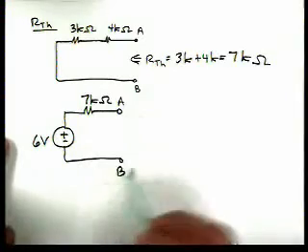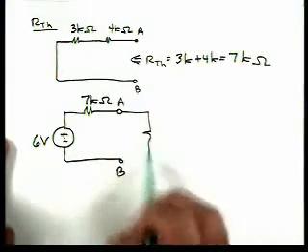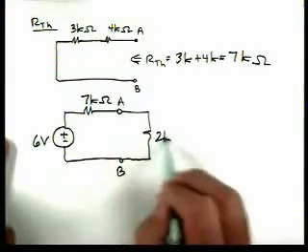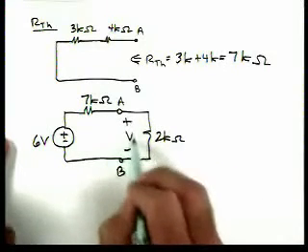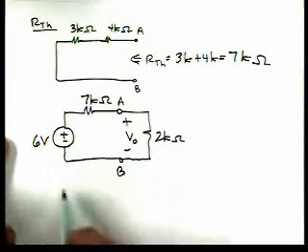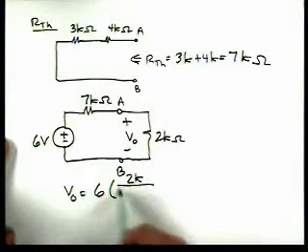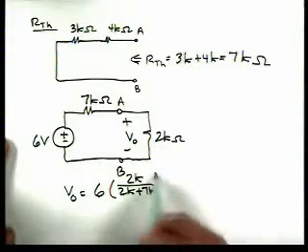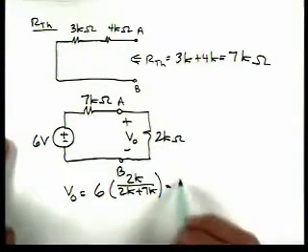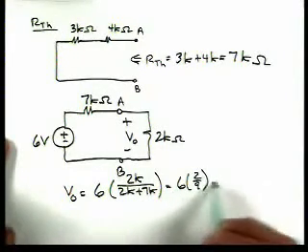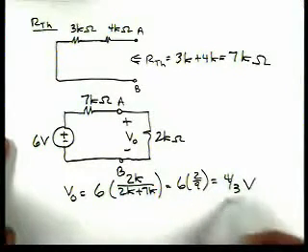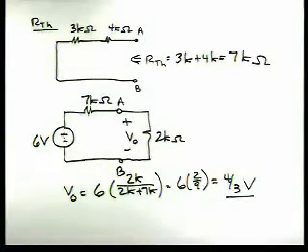Now we hook our 2 kilo ohm load back up, and then we solve for V0, and we can do that by voltage division. So V0 is 6 times 2K over 2K plus 7K, and that's 6 times 2 ninths, which is 4/3 of a volt. Now we were also asked to find V0 using Norton's theorem.